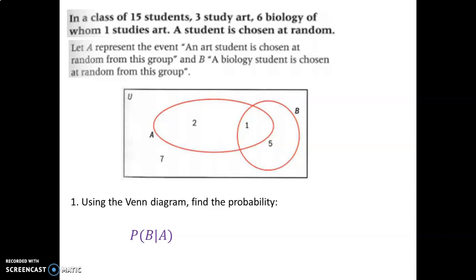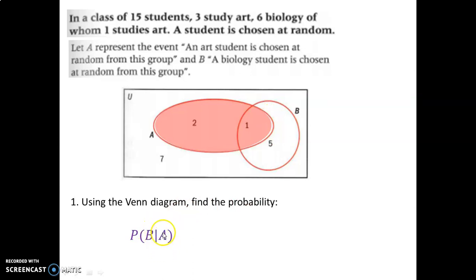Okay, so let's see how it went. As you may remember from a lesson before, we had this symbol here. This symbol means given that, also known as conditional probability. This means we're looking for the probability of B happening given that A has occurred. So here is A. Instead of looking at our whole group of 15 students, whenever we see this symbol, we look at only this small subgroup.